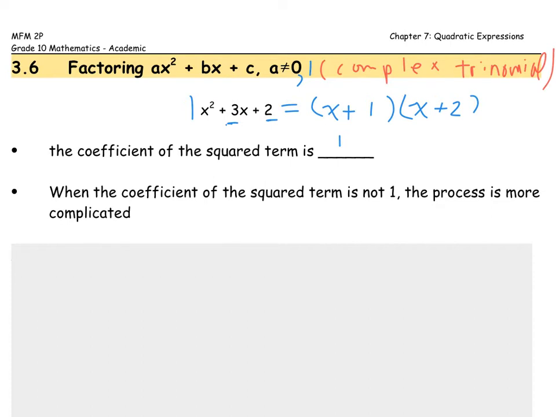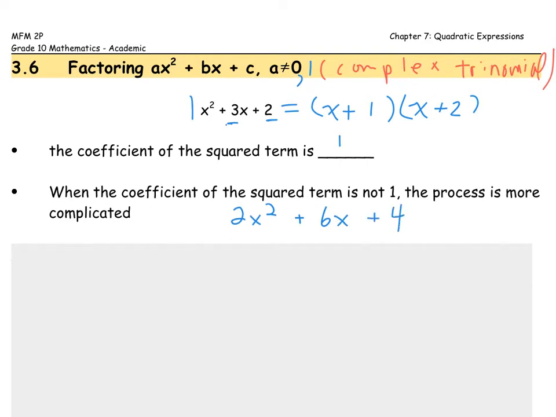But before that, I want to talk to you about something that may look like a complex trinomial, but maybe doesn't have to be if you see something. So I'm going to write out this trinomial right here: 2x squared plus 6x plus 4.